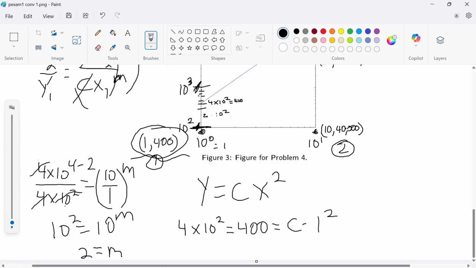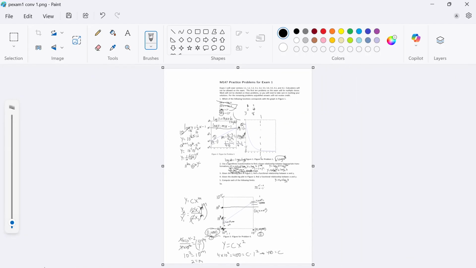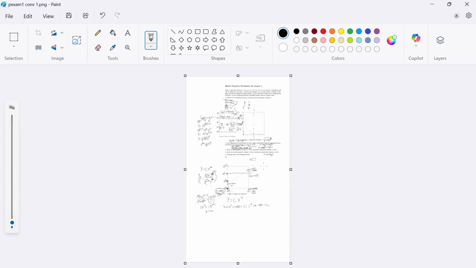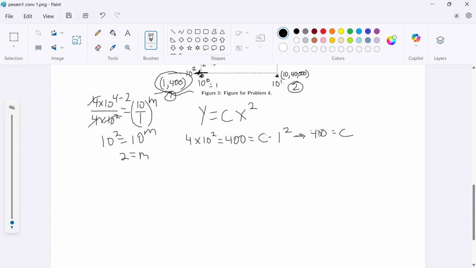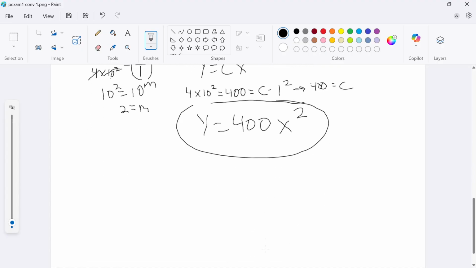Well, 1 squared is 1, so 400 equals c. So c is 400, and now I've got my whole answer. Let me get more room here. My whole answer is y equals, c is 400, or 4 times 10 to the second, whichever you'd like to write, 400x squared. So remember, it starts with this formula.